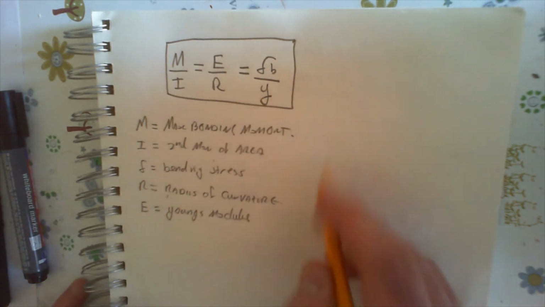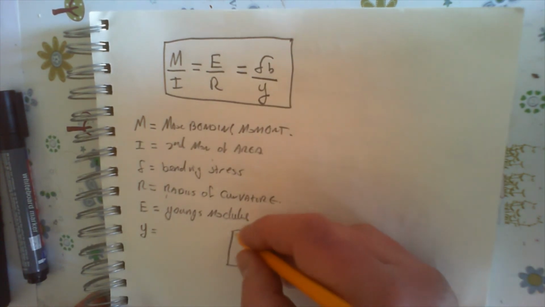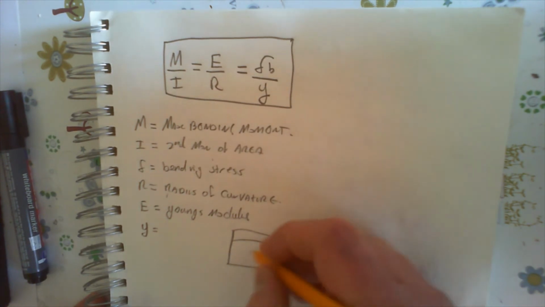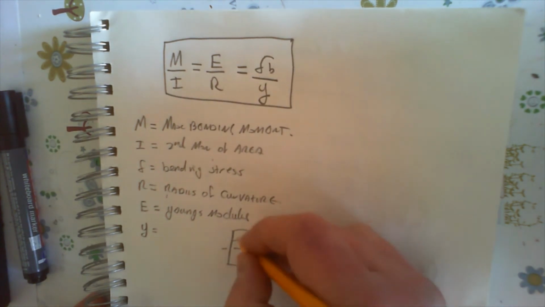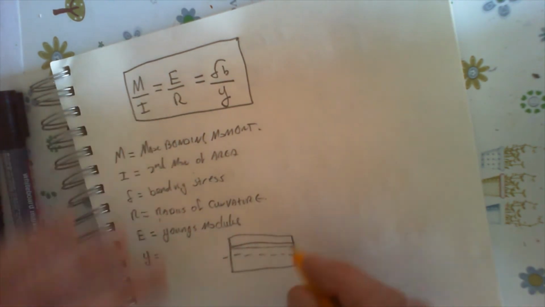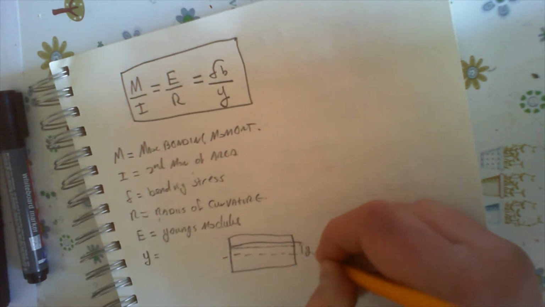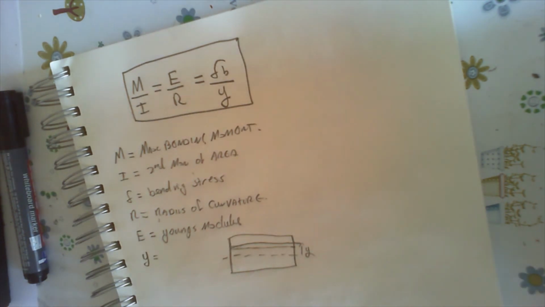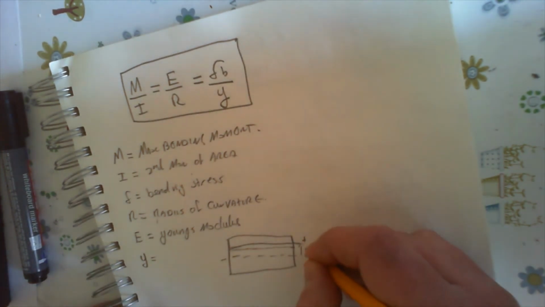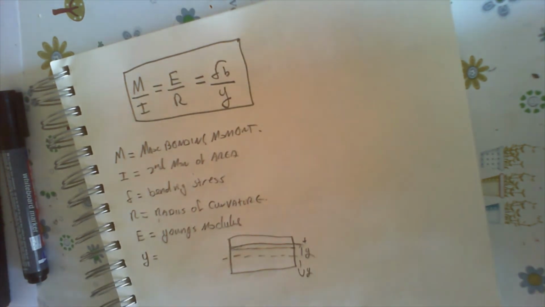And this y, this is the distance. So you've got your neutral axis, and you're looking at, say, this layer here. The topmost layer is the distance y you're looking at there. And generally you would say it's positive y in this direction and negative y in this direction below the axis.